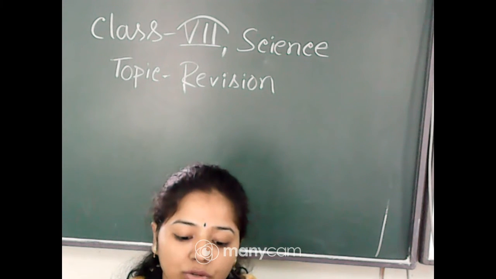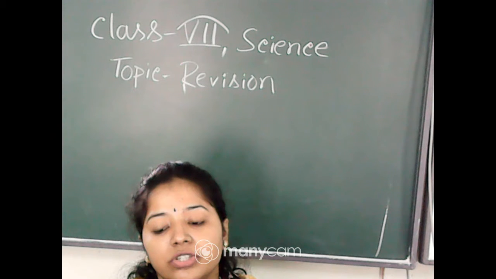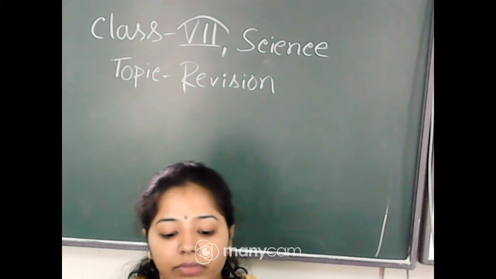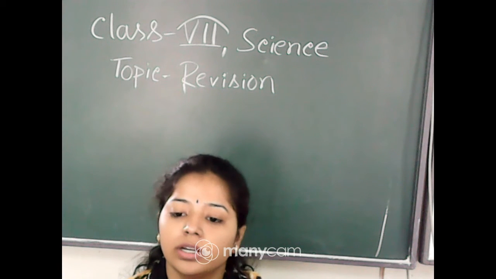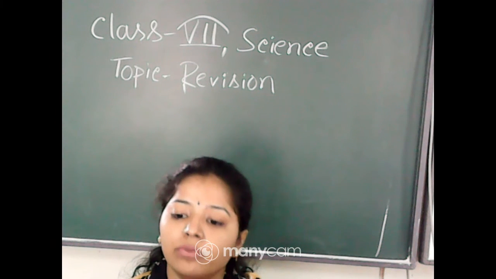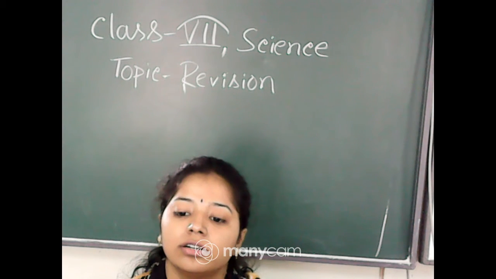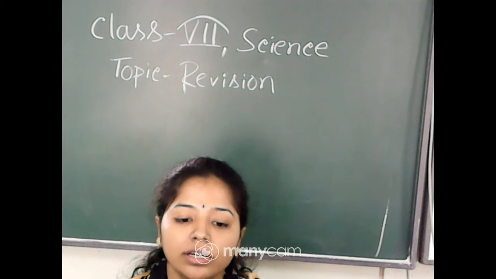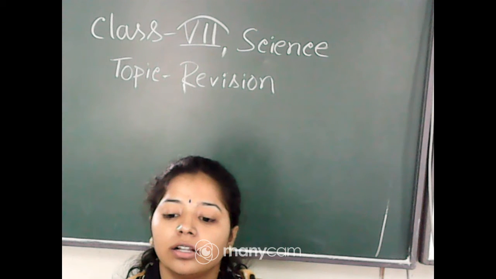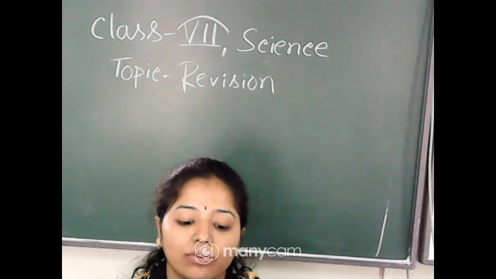Okay. So let's start the revision of this chapter. First we will see the circulatory system. What is the circulatory system? The organ system of our body which is responsible for transport of material throughout the body is called the circulatory system. Okay, understood everyone? So this is called the circulatory system.